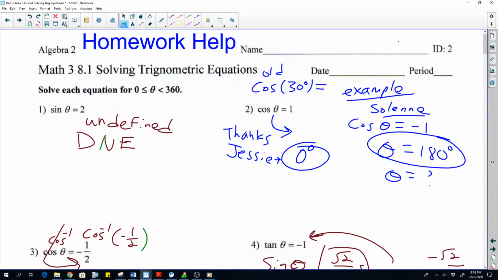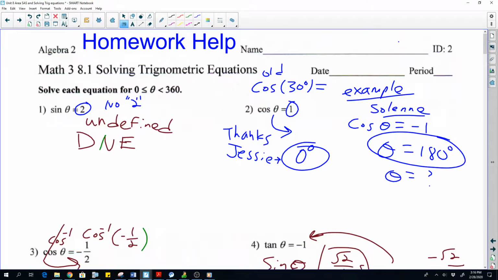Nice. So we learned this today. We learned that cosine of theta is equal to 1. First of all, number 1 is undefined, does not exist, because there is no 2 on the unit circle. But there is definitely a 1 on the unit circle.